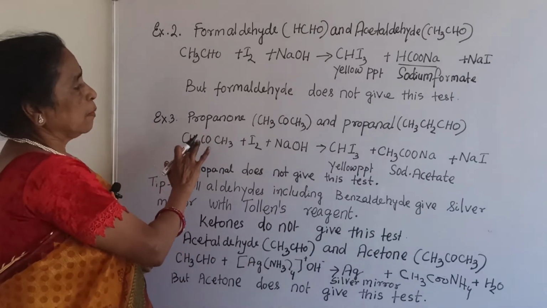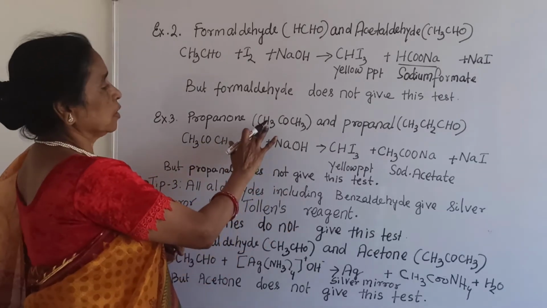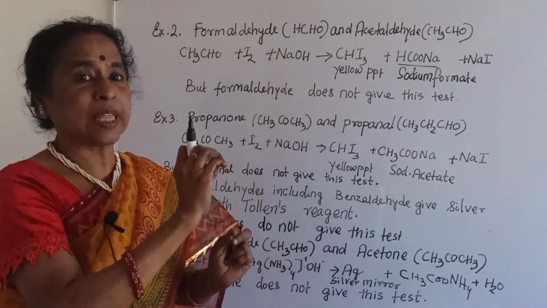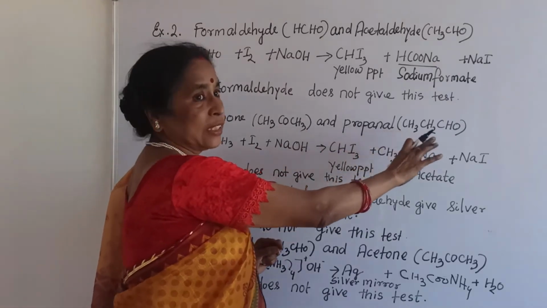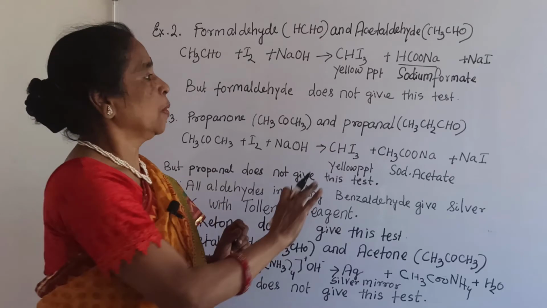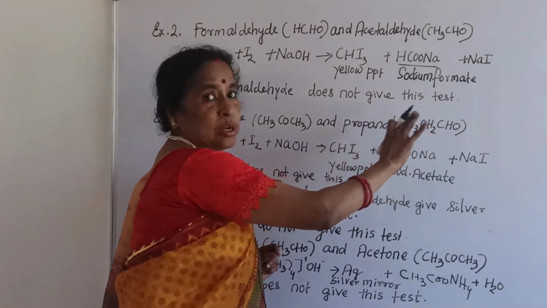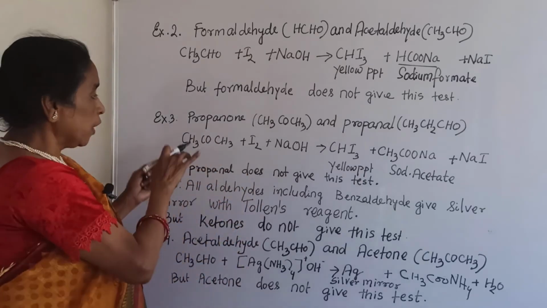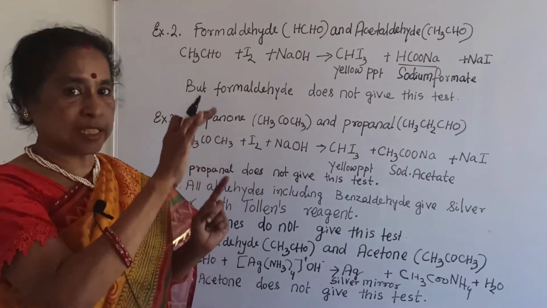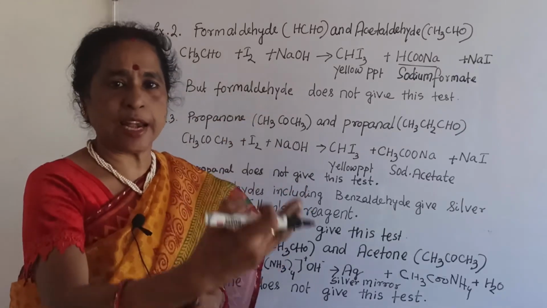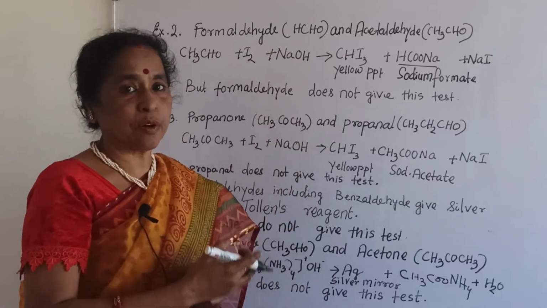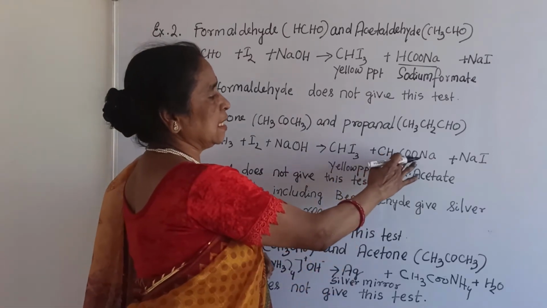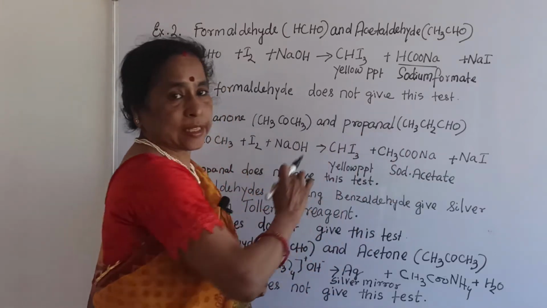Now come to example 3, propanone and propanal. Propanone, CH3COCH3, also called acetone, contains the CH3CO group, the methyl keto group. Propanal has 3 carbons, but there is no CH3CO group; it is CH3CH2CHO. We know propanone, having the CH3CO group, when reacted with iodine and NaOH, will give iodoform. What is the iodoform? CHI3, yellow precipitate. And what are the byproducts? CH3COONa, sodium acetate.